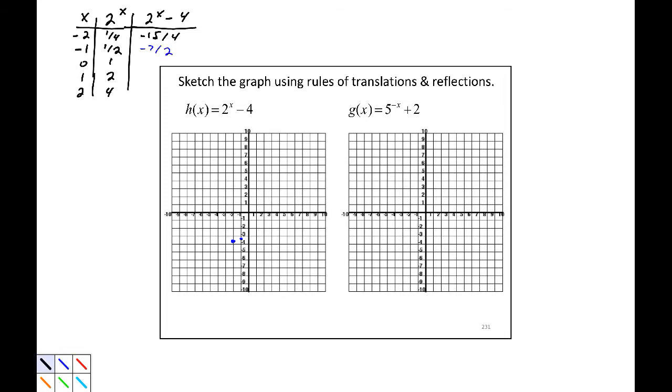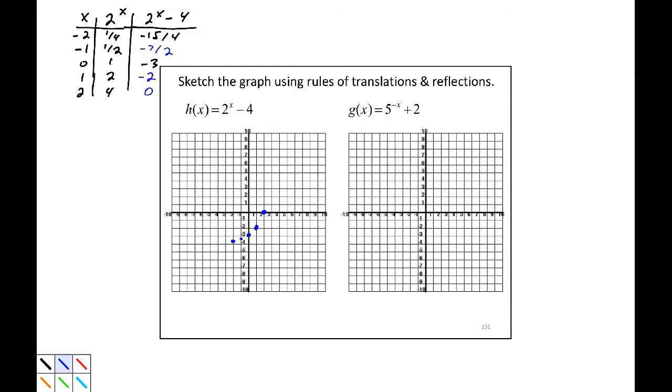For the next point, we'll take (0, 1) and subtract 4 from the y-coordinate to get -3. So (0, -3). We'll next take 2 minus 4, which is -2, so that would be the point (1, -2). And 4 minus 4 would be 0, so we have the point (2, 0).